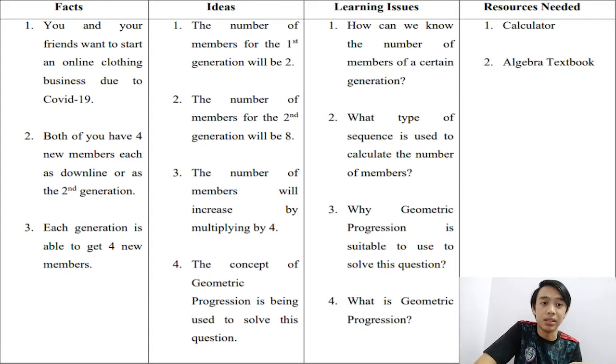Next, for the learning issues. Number 1, how can we know the number of members of a certain generation? Number 2, what type of sequence is used to calculate the number of members? Number 3, why is geometric progression suitable to solve this question? Number 4, what is geometric progression? Last, resources needed. So we need a calculator and an algebra textbook.